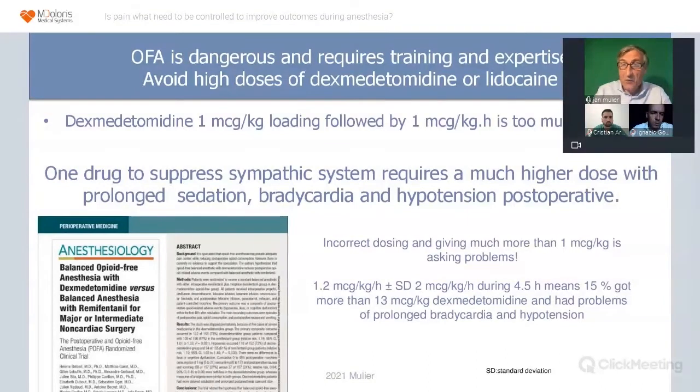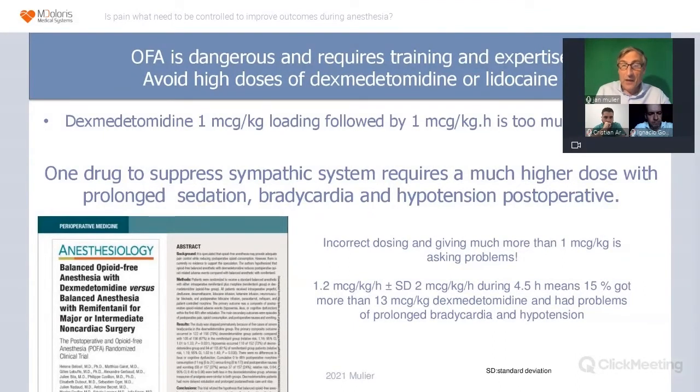Now, it's very important that you really try to reduce the amount also of dexmedetomidine. Opioid-free anesthesia actually is a dangerous technique and requires training and expertise. You should really avoid high doses of dexmedetomidine and lidocaine. As an example, I'm showing you a very recent study, the POFA study, where they were comparing opioid-free anesthesia with opioid anesthesia. They assumed to give a dose of 1 microgram per kilogram, already a high dose, loading, followed by 1 microgram per kilogram per hour infusion rate.